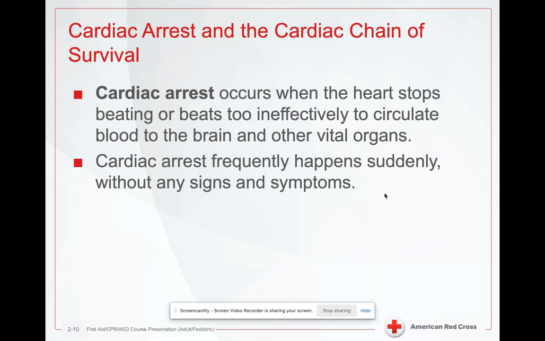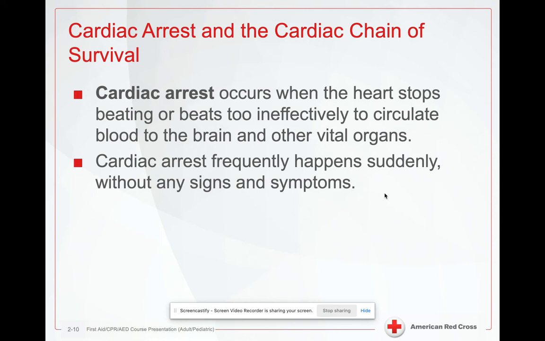So, cardiac arrest and the cardiac chain of survival. So, differences between a heart attack and cardiac arrest. Cardiac arrest is going to occur when the heart actually stops beating or it is beating too ineffectively to circulate blood to the brain or other vital organs.